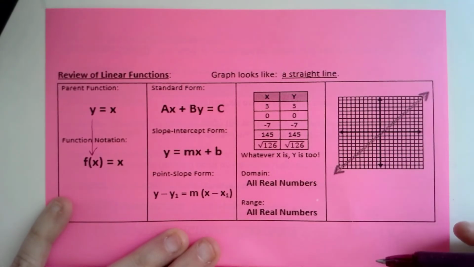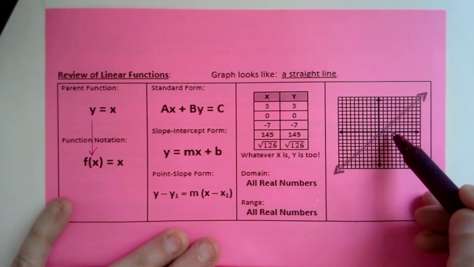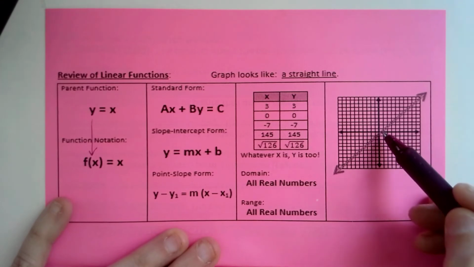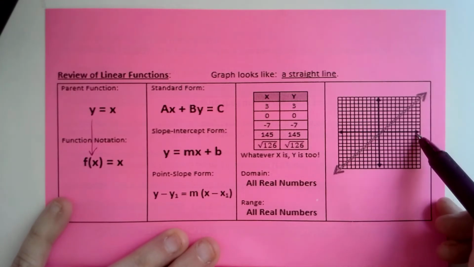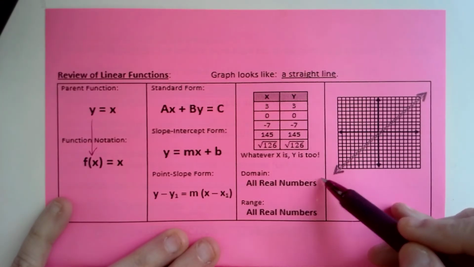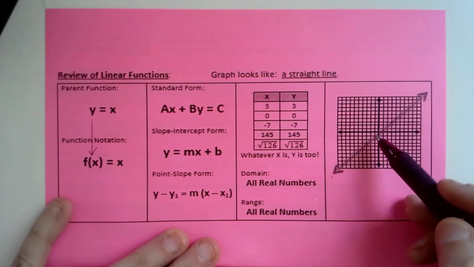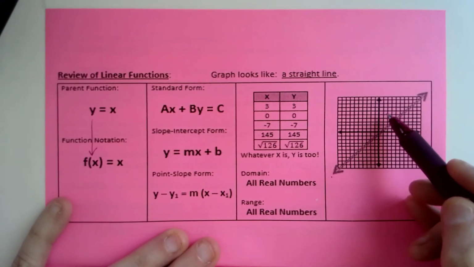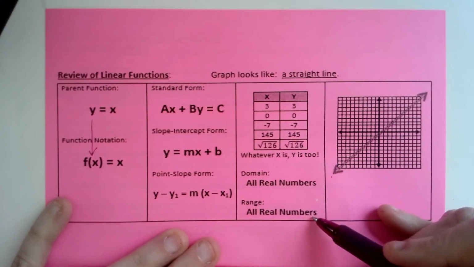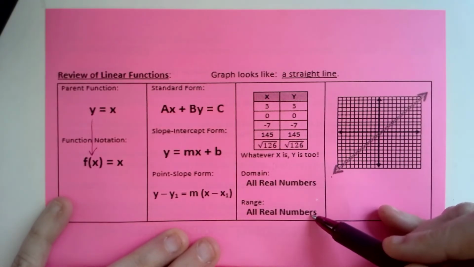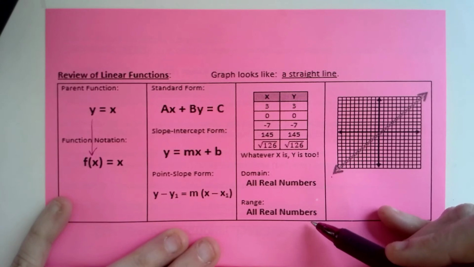I might be buying pens that cost $3 each. Then I can't buy half a pen. So that means my domain would be positive whole numbers. I would also only be able to use positive whole numbers in multiples of 3 for my range. So my domain determines my range. My domain decides what my range is going to be.